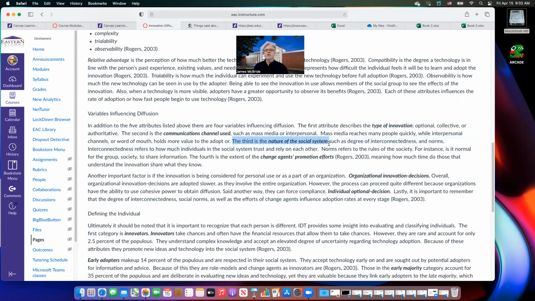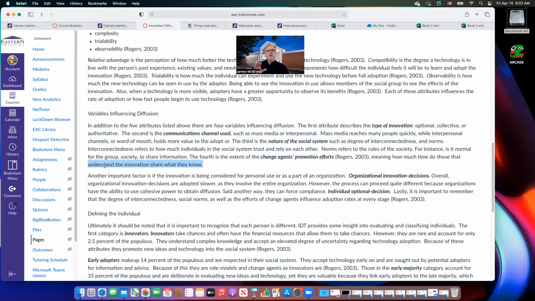Third is the nature of the social system, such as the degree of interconnectedness and the norms. The social nature of the system might be that you actually don't communicate that often, so obviously that's going to slow down adoption. But if you're always connected and communicating, then that's going to speed it up. For instance, is it normal for the group or society to share information about whatever that product is? And then the fourth is the extent of change agents' promotion and their efforts. These are big, meaning how much time do those that understand the innovation share what they know?